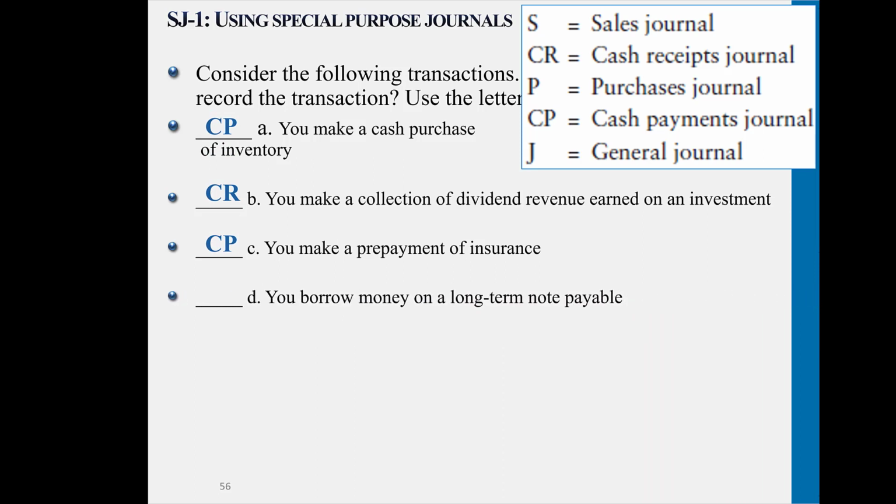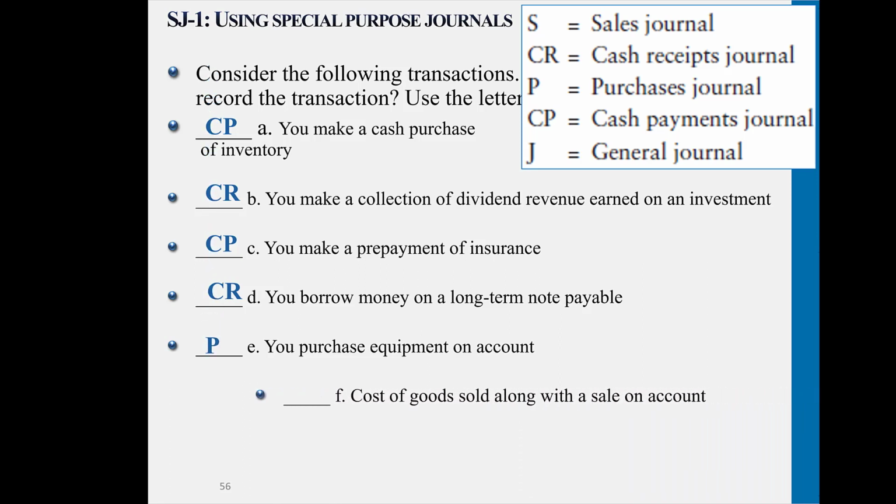Next, you borrow money on a long-term note payable. So what's happening to cash? If you're borrowing money, cash is going up. So we are receiving cash. That is the CR, cash receipts journal. Next, you purchase equipment on account. Since you're buying something on account, that's the purchases journal.